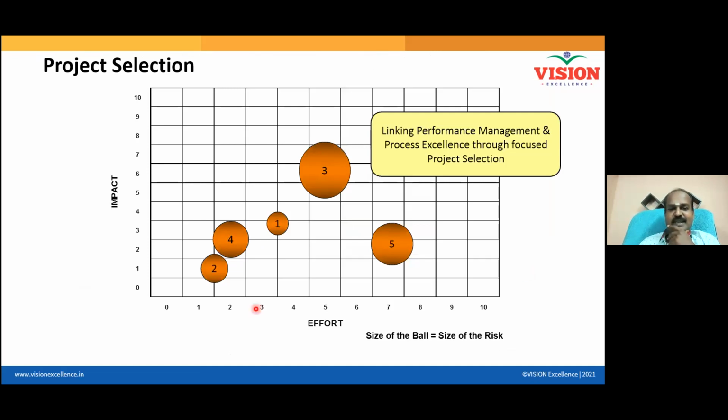And now you tell me, there are 5 projects. We have not even named the projects, right? Only 1, 2, 3, 4, 5 we are saying. 1 means first project, 2 means second project, like that. And then the x-axis talks about the effort. The y-axis talks about the impact. You want to run a high impact project or a low impact project? Now tell me, which is the high impact project? Project number 3 is high impact. And it requires moderate effort. Am I right? Yes. And now the size of the ball talks about the risk associated.